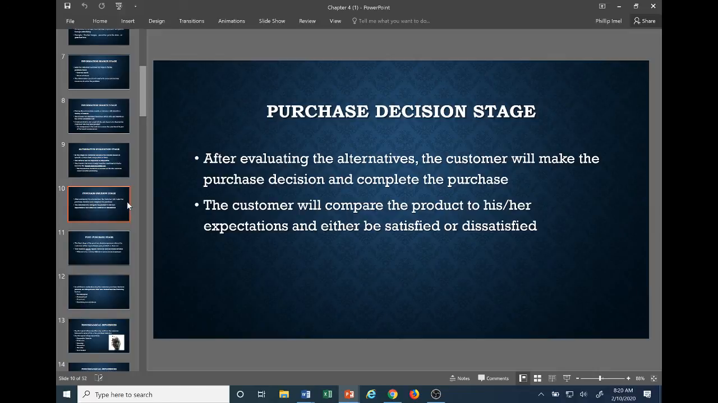So we're going to buy it, and at the end we're either going to be satisfied or we're going to be dissatisfied. So that's pretty much the purchase decision stage. You buy it, and either you're happy or you're not.